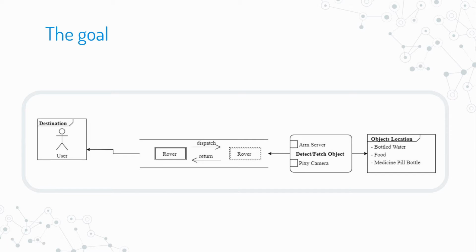The arm picks up and drops off the requested object on the rover's tray. Ultimately, the rover returns back to the patient to deliver the object. Our goal is to allow for the patient to have autonomy and no contact delivery of their necessities.